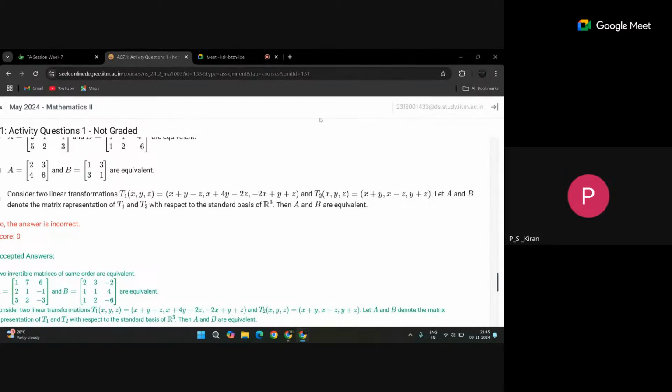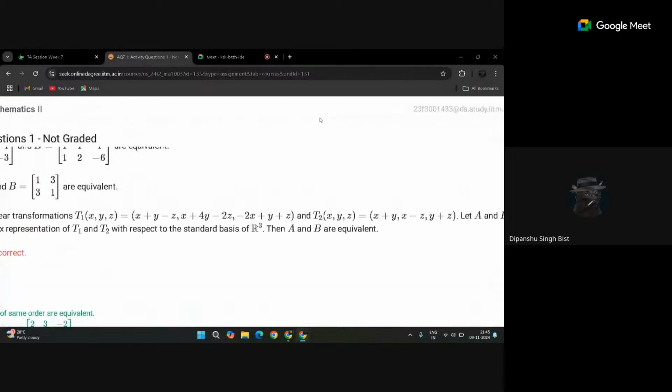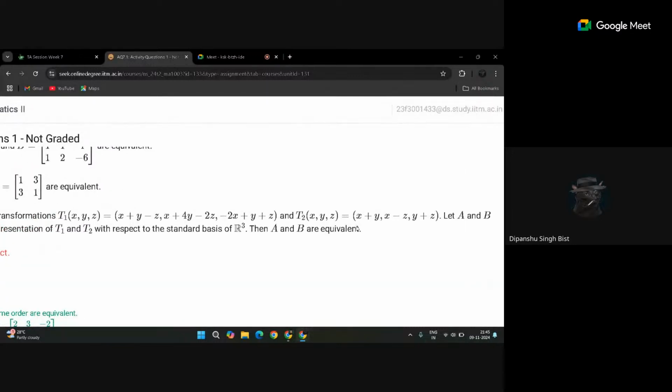Sir, we write the matrices here using the coefficients. Coefficients of the equations will be the elements in the rows respectively. A will have 1, 1, minus 1, 1, 4, minus 2, and minus 2, 1, 1 as well. And respectively for B as well. Then we can check their equivalence. Could you repeat that again, please? Sir, in this case, these are the standard basis, right? Yes, for both domain and codomain.